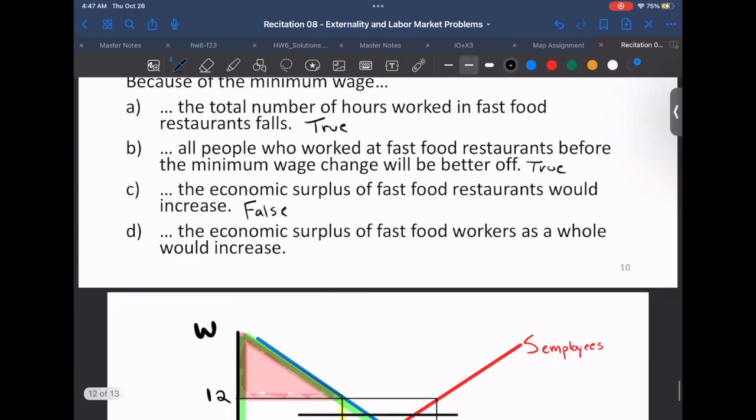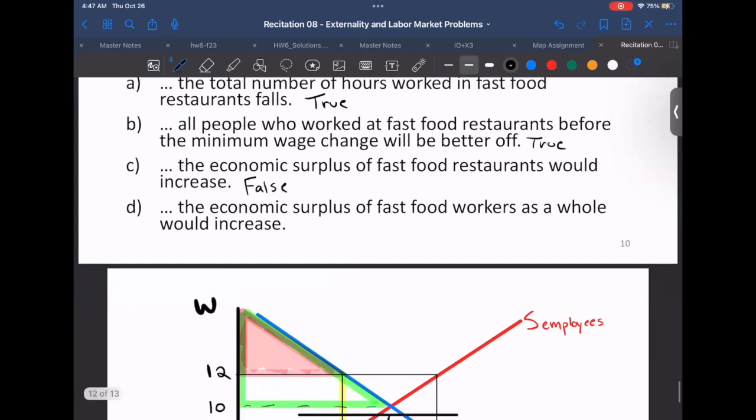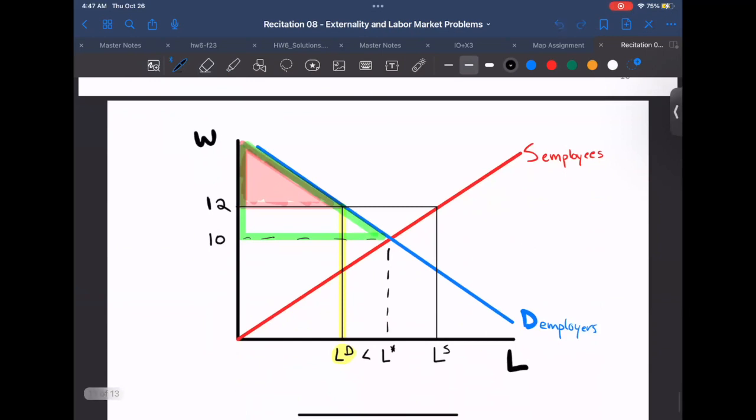Now it's saying the economic surplus of fast food workers, in this case the employees, as a whole would increase. So let's figure this out now. First, we're going to be looking at the economic surplus of employees, so we want to look at our producer surplus. Originally, our producer surplus went from the price that employees are being paid down to the marginal cost curve, and it's going to be this green triangle.